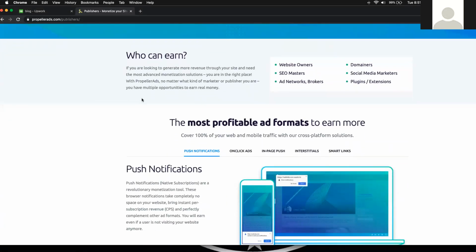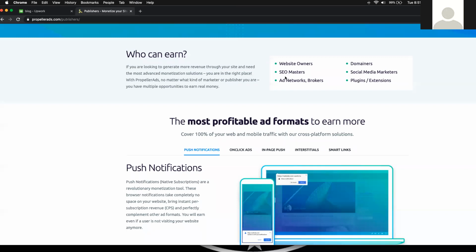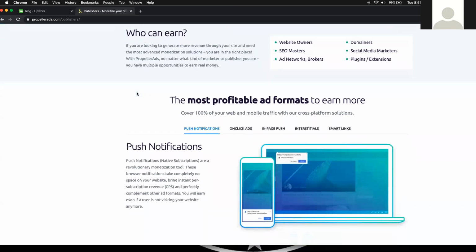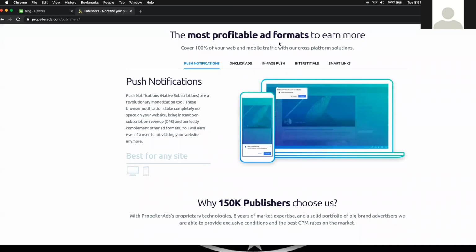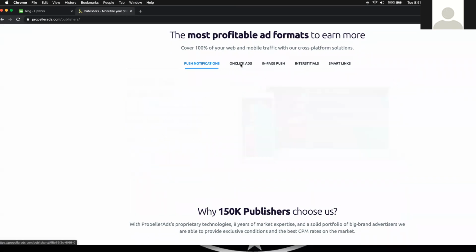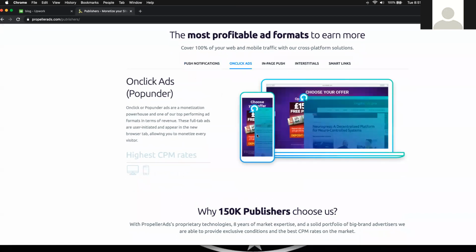So you're gonna sign up under here, and you see right here push notifications. They have it for mobile and desktop. I'm still getting paid from this now, and I don't even have a website up because they accumulated a bunch of people's information. So it's kind of crazy. But these are the different types of ads that'll be on your website.